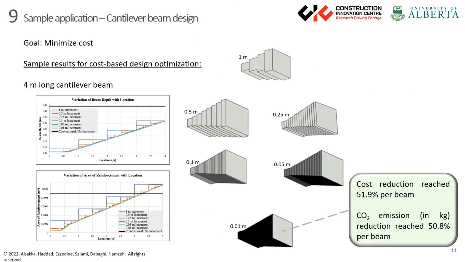So we've experimented with this for designing simply supported beams and cantilever beams. And we tried minimizing cost alone, we tried minimizing CO2 emissions alone, and we also tried minimizing both together, focusing on both at the same time. In one scenario, we tried minimizing the cost of a 4-meter cantilever beam for different increment sizes ranging from 1 meter to 1 centimeter. And as you can see in these graphs and renders, as we increase the number of subsections, we get more optimal solutions and we get smoother shapes.